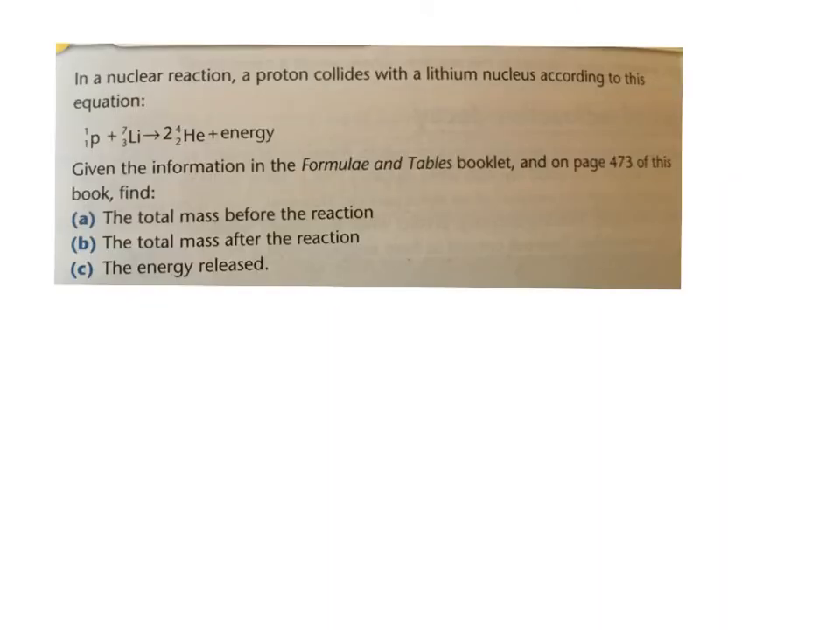So the next question we'll have a look at now is actually from the Physics Plus textbook. I think it's a pretty good question because it highlights the difference between atomic mass units and kilograms. So in this question they give us a nuclear reaction that happens. A proton collides with a lithium nucleus and it creates 2 helium nuclei, which we also call alpha particles, and it creates energy. Now what they want us to do is find the total mass before the reaction for part A. So we'll just have a look at that really quick.